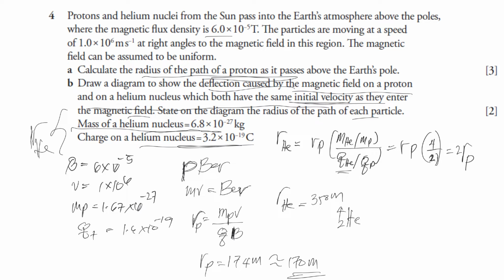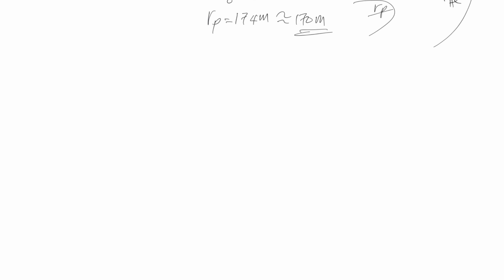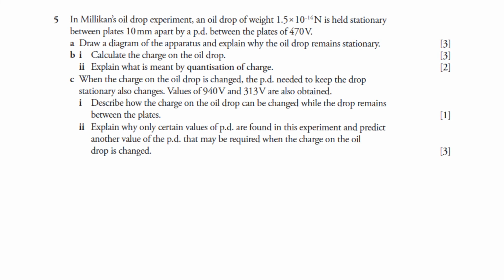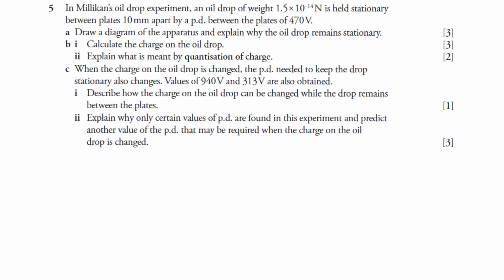Then we draw. The answer is draw. So we can draw like this. This is your R proton, and the other one is big. You double then this is the R of the helium. Let's move to the next, number 5. Last number 5. Have patience.